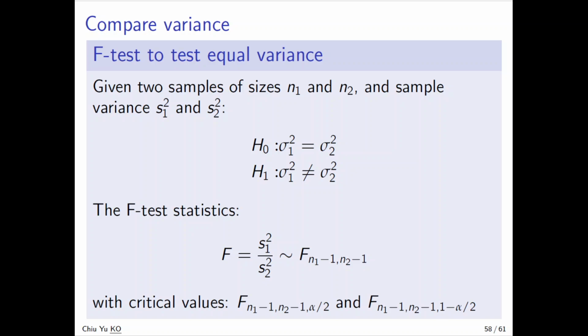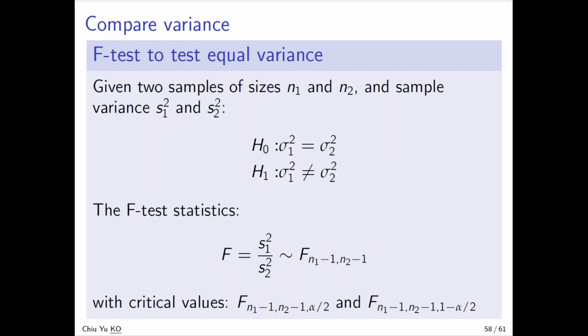So two samples with sample sizes n1, n2, and sample variances s1 square and s2 square. Based on what we have in the sample, we want to validate: H null is that they are the same, H1 is that they are not the same. The F statistic is the ratio of the sample variances, and it will follow the F distribution with two parameters, n1 minus 1, n2 minus 1.